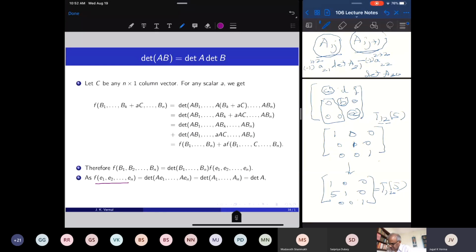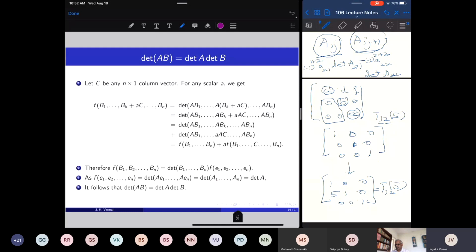F of E1 up to En is the determinant of AE1, ..., AEN by our definition of F. But AE1 is A1, the first column vector, and AEN is the last column vector. This is the determinant of A. So the value of F on the identity matrix is the determinant of A, and therefore this becomes determinant of A, this is determinant of B, and therefore this is the determinant of AB.